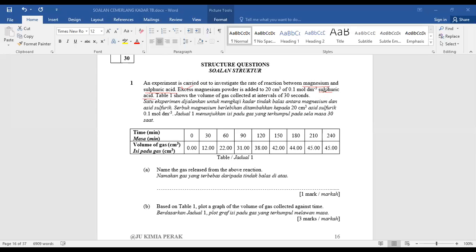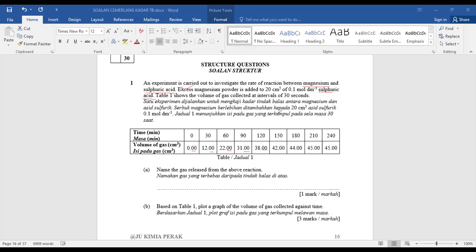Now, when this reaction occurs, the volume of gas collected is recorded at 30 seconds interval. Now, from here, did you see 30-second intervals? Did you see the volume of gas recorded to 2 decimal places? Now, predict what is the apparatus used to record the volume of gas released. The answer here will be the burette. Okay, why? Because of the 2 decimal places.